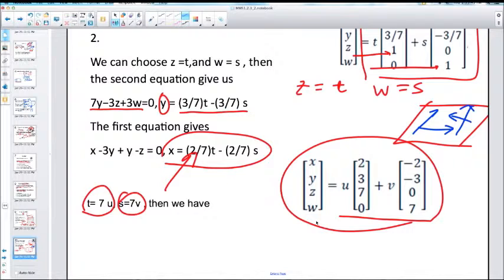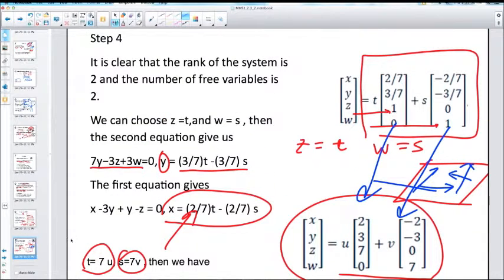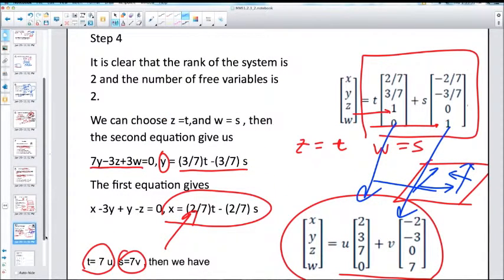Or you can make the vector longer or shorter, like this to make it 7 times longer. That's fine. You just wanted to remove the fraction. So it's not unique. But you know what it looks like.